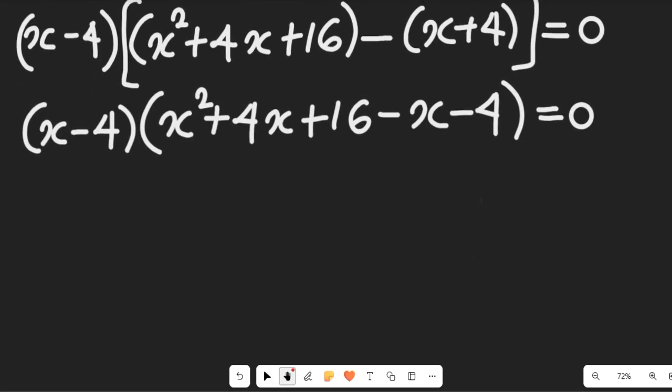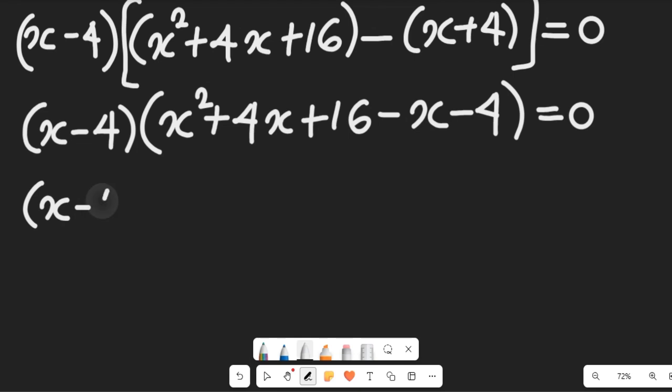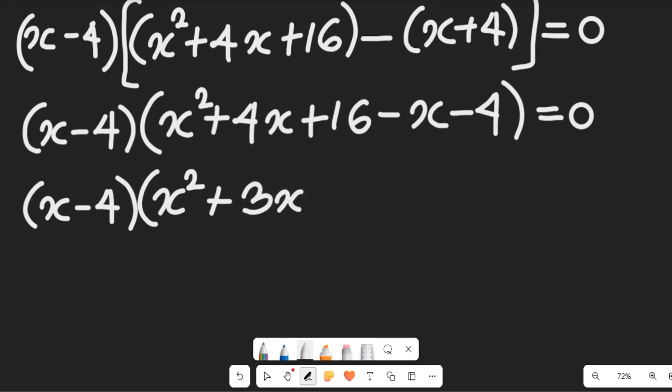Great. Now in this aspect, we're going to simplify this to give me x minus 4, right? And then we'll have x squared, 4x plus 4x minus x is going to give me plus 3x, right? And then we'll have plus 16 minus 4, which is going to give us plus 12, and all of these will be equal to 0.